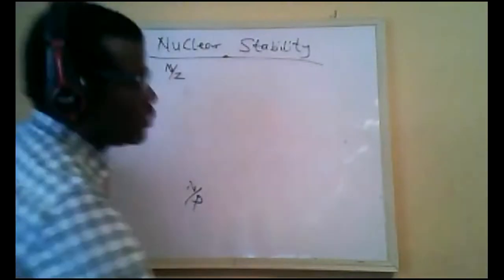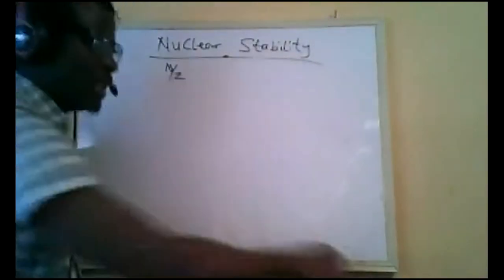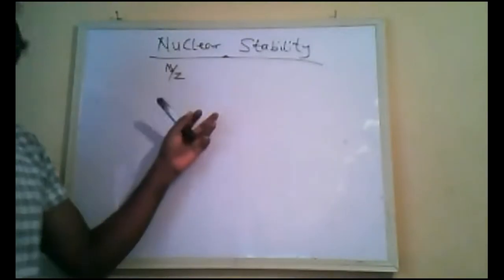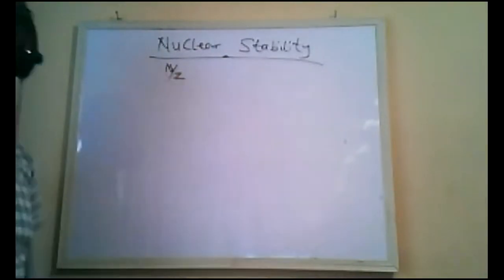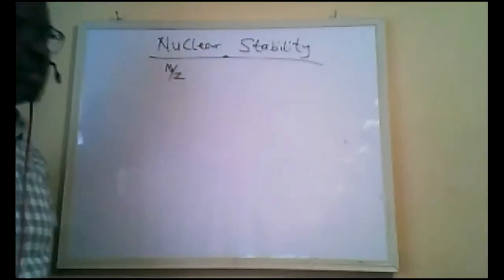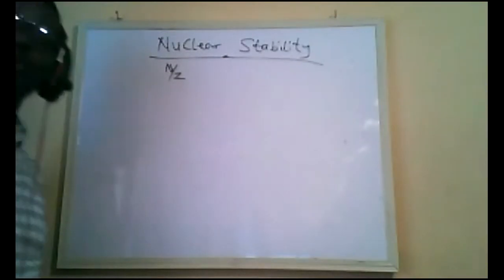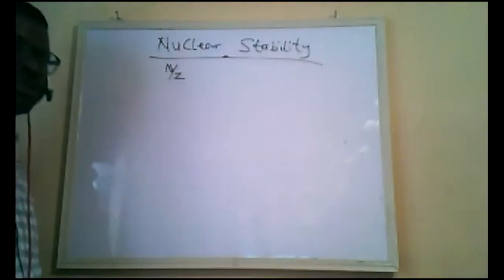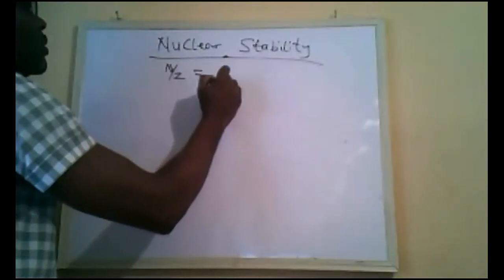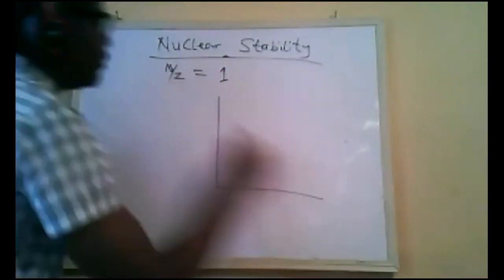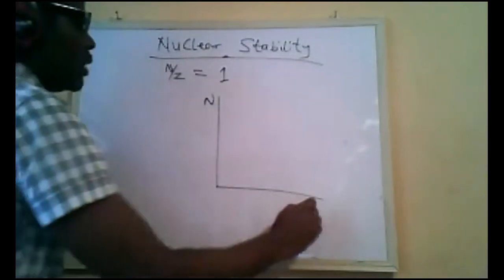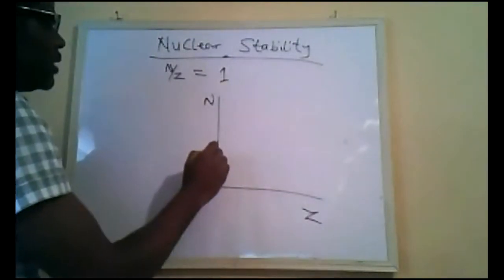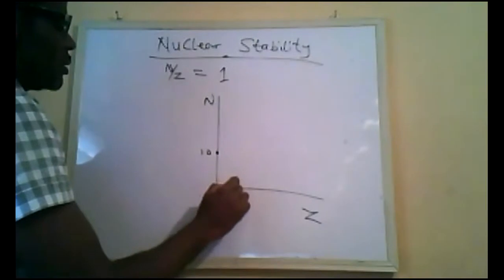And why do we say that? There has to be a particular ratio that must be maintained for a nuclide to be stable. For light elements, those from 1, 2, 3, 20, and so on, the N/Z ratio should be equal to 1. That is, if you draw a graph of neutron against proton, if you have 10 here, you have 10 here.